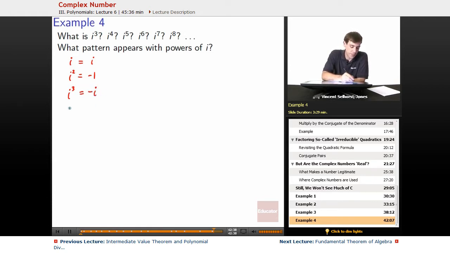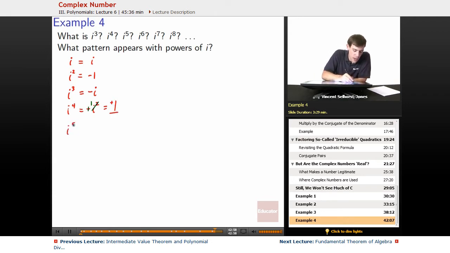i cubed, well, we multiply the one of us by one more i, so we'd get -1 times i, or just -i. i to the fourth would be equal to -i times i, which gets us -i squared. i squared cancels, and we get +1. So we're left at 1, just a good old +1.